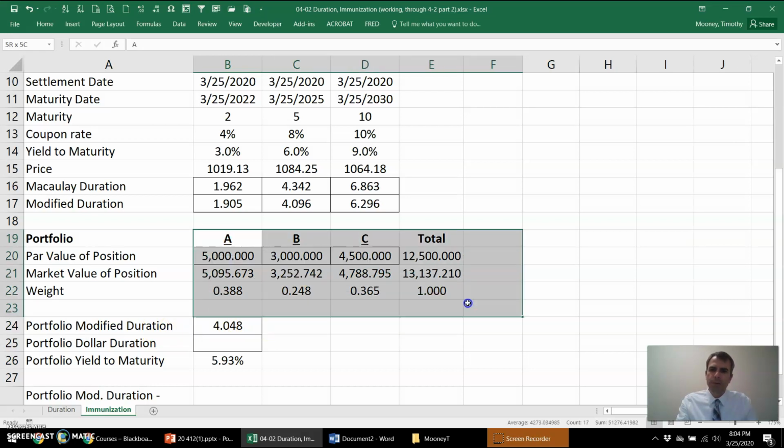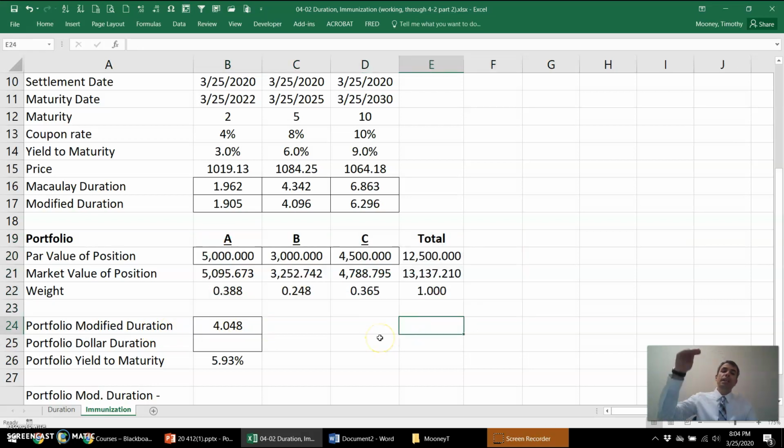So with this bond portfolio, a 100 basis point change in interest rates is associated with a 404.8 basis point change in the portfolio's value. Right? Interest rates rise by 1 percentage point. The portfolio's market value will decline by about 4.048 percentage points.